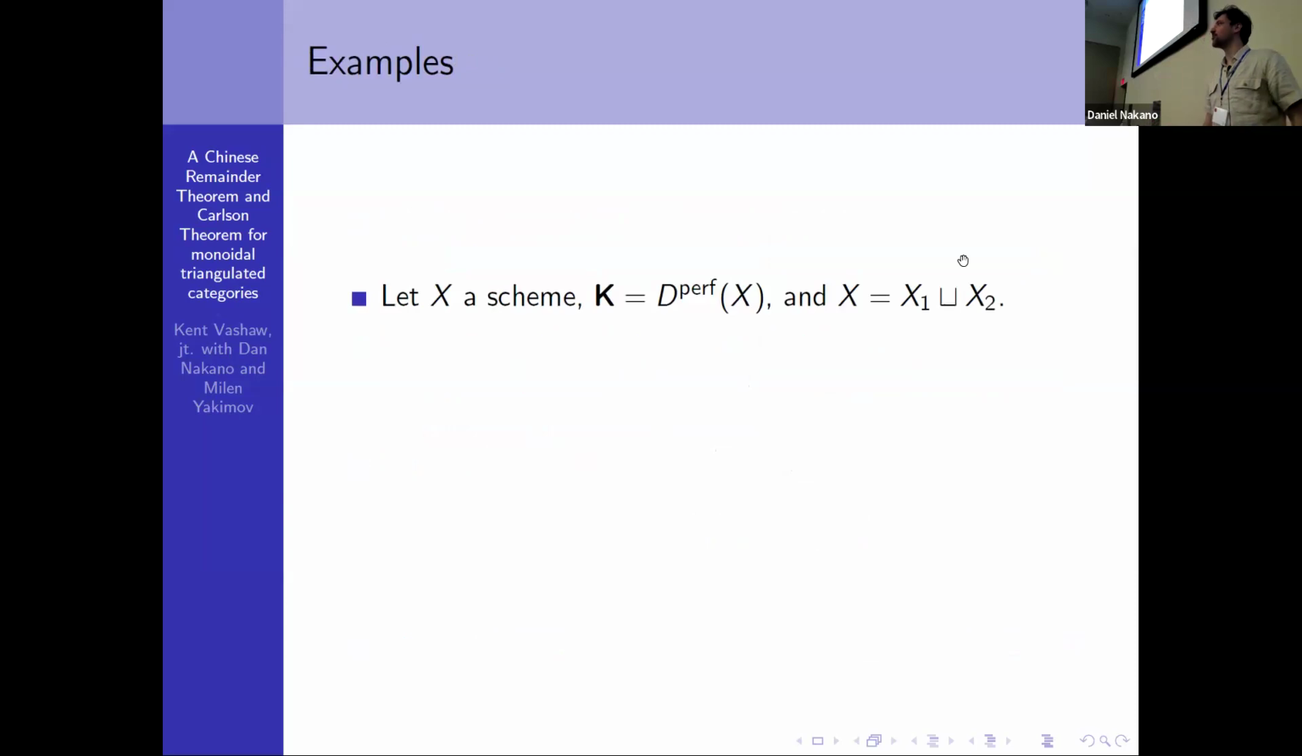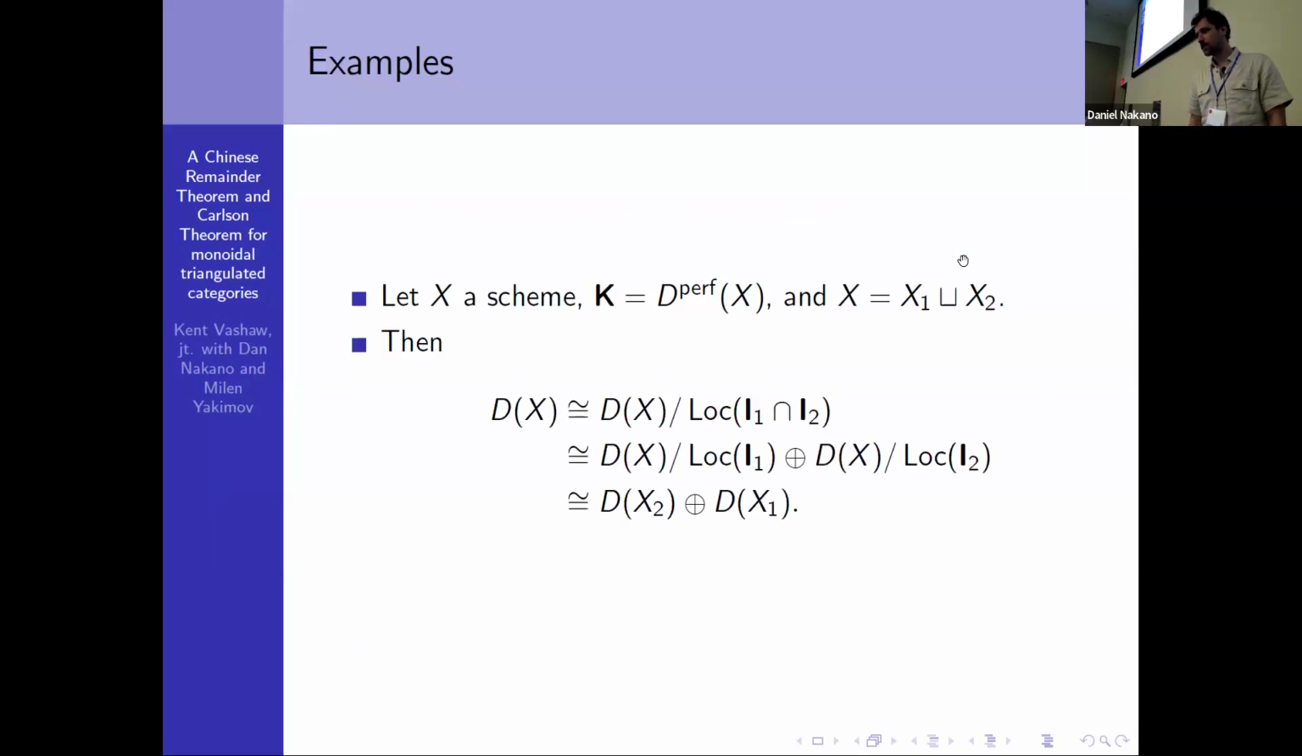So another example, let me come back to my second slide, which was on disconnected schemes. So here X is some disconnected scheme. K is the perfect derived category of X. I don't know why I put perfect derived category, because I'm just going to say something about the full derived category. So this is now using the Chinese remainder theorem. We can take D of X, which is isomorphic to, well, here I1 is supposed to be things which are supported on X1, I2 is things which are supported on X2. So the loc of the intersection is trivial.